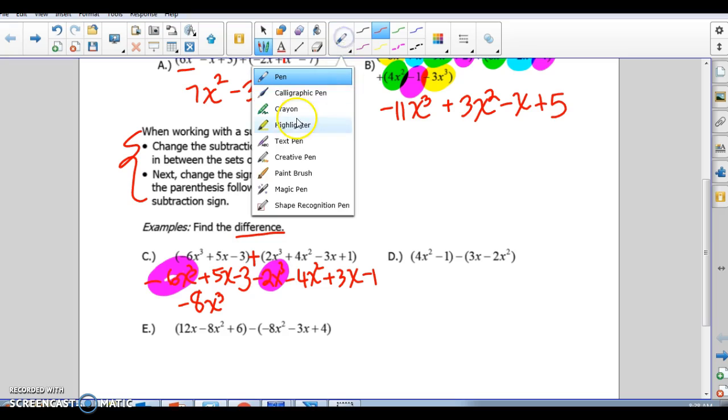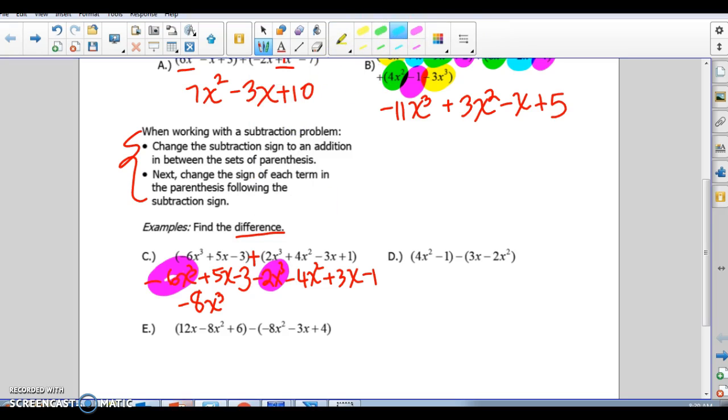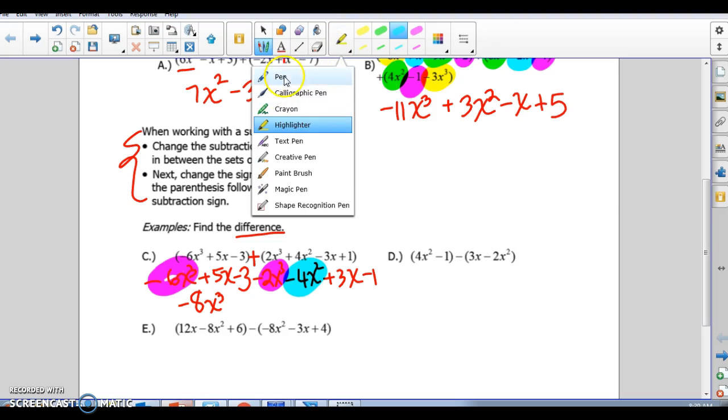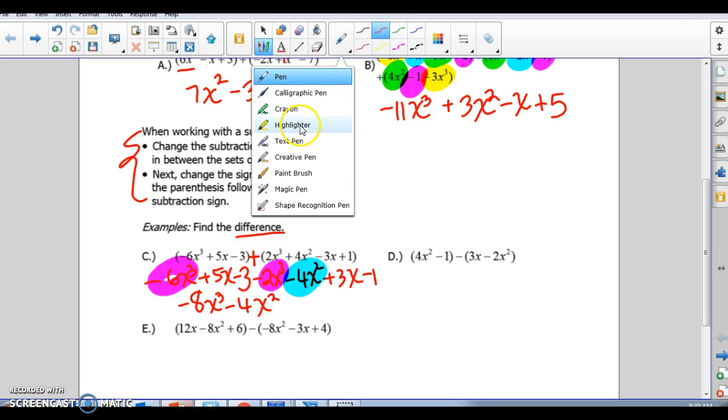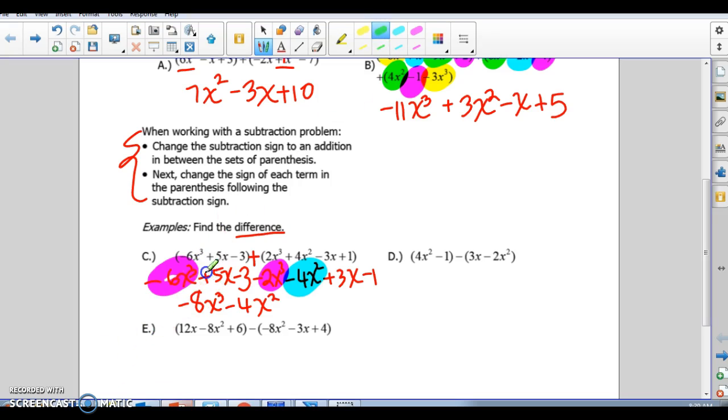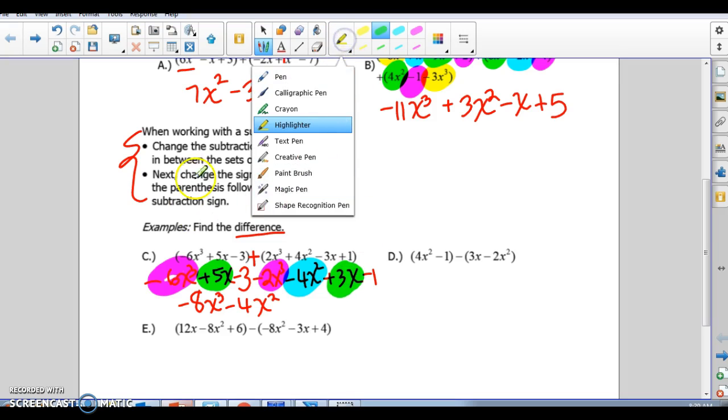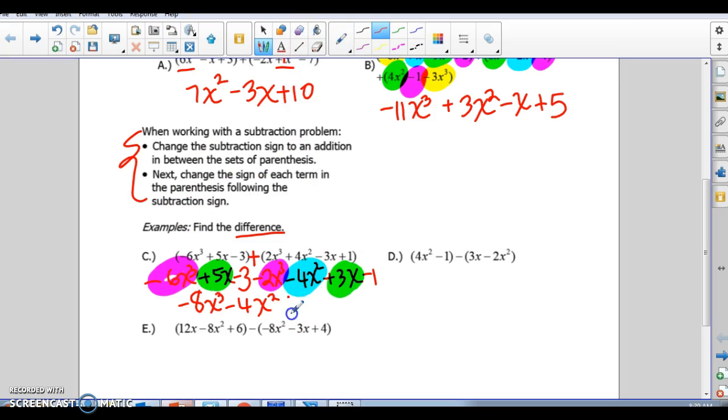Now, let's deal with squares. Do you see how I'm working from the highest degree to the lowest degree? So, negative 4x squared. Do we have any other x squares? No? That means I'm going to just bring it down. What's the next set of like terms? Positive 5x, positive 3x. So what's that going to be? Positive 8x. And lastly, we combine negative 3 with negative 1. And then minus 4.